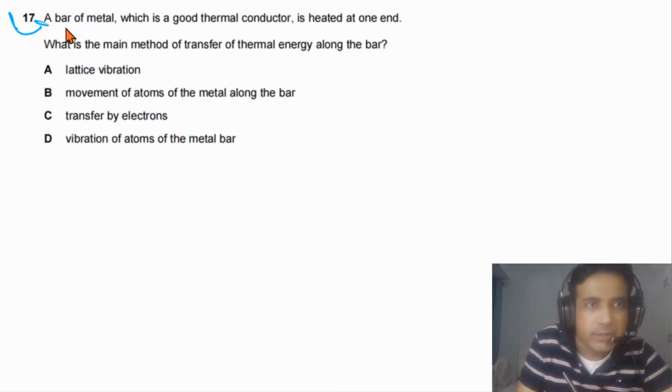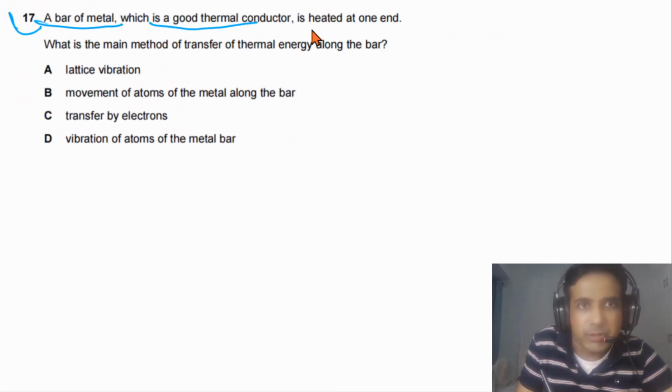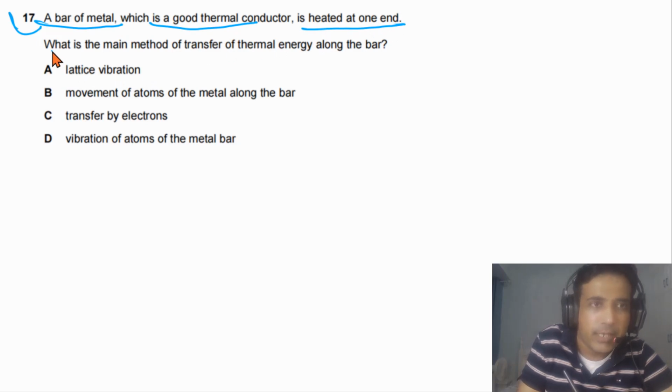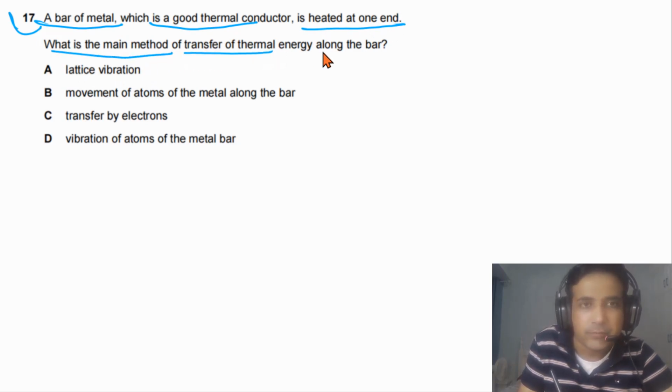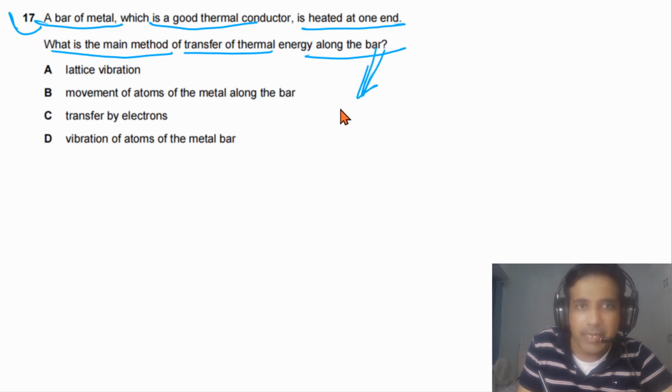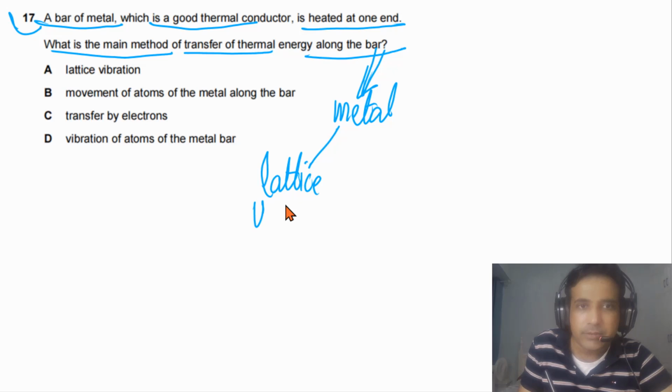Question 17 says a bar of metal which is a good thermal conductor is heated at one end. What is the main method of transfer of thermal energy along the bar? The bar is a metal, so we can write down it's a metal, and in metals energy is transferred by lattice vibrations and also by electrons.